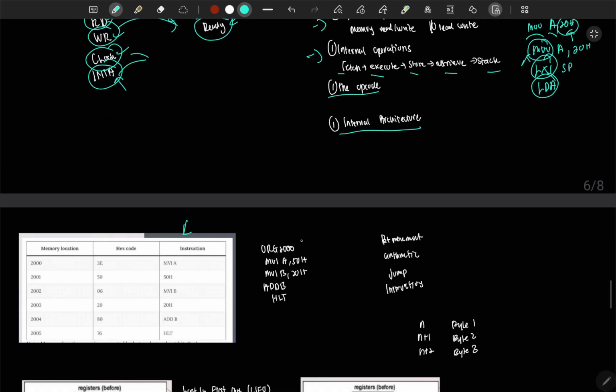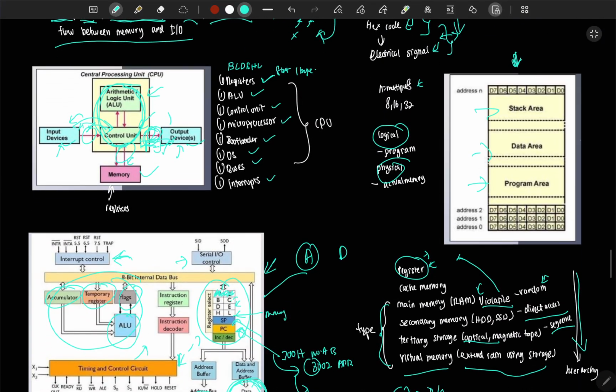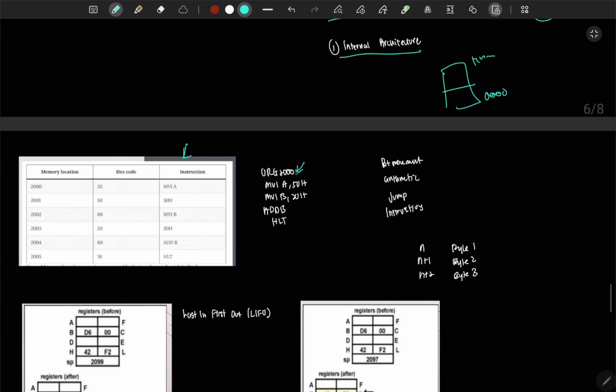For example, this is the code given. ORG 2000, so we need to start at memory location 2000. We know that the memory locations are given from 0000 to FFFF, so it means that it starts from 2000. As said, we have a data area, program area and stack area. In this case we mentioned that our stack area is around 2000. So this is 2000, this is 2 bytes, then this is also 2 bytes, this is 1 byte, and this is also 1 byte. So how do I know 2 bytes, 2 bytes, 1 byte, 1 byte? We need to refer to the 8085 instruction set.